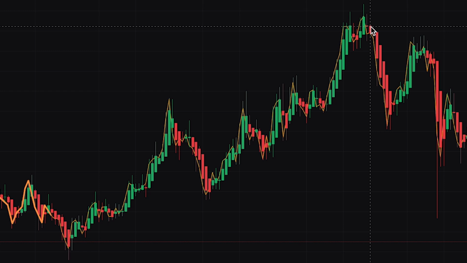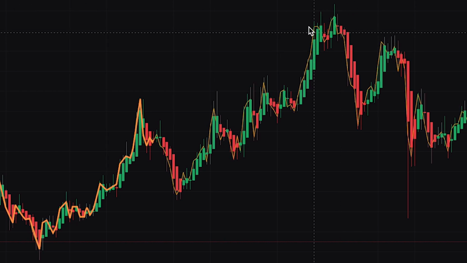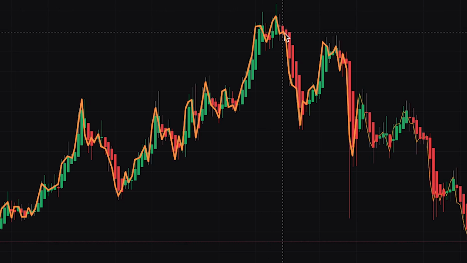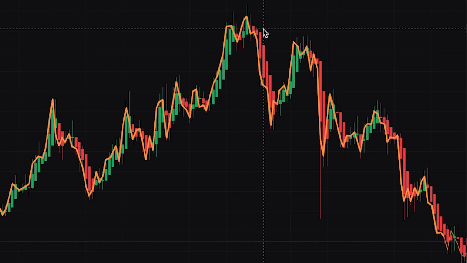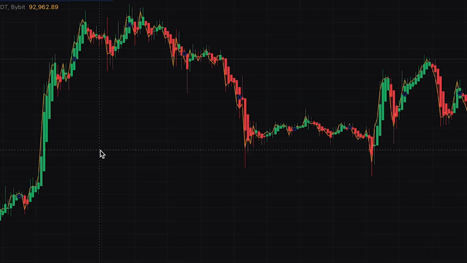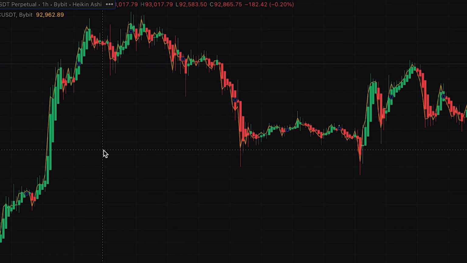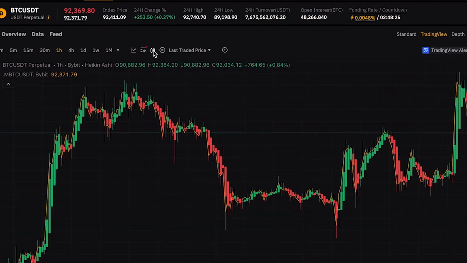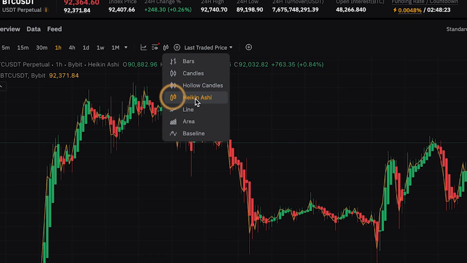First, let's cover the basics of Heiken Ashi. It's not a replacement for regular candles, but an overlay indicator. Heiken Ashi does not show the real price like standard Japanese candles. It smooths the chart, making trends clearer and easier to read. That's why for analysis we use regular candles and Heiken Ashi as an additional trend indicator, not the other way around. To add it, just search for Heiken Ashi in the indicators, and you're done.